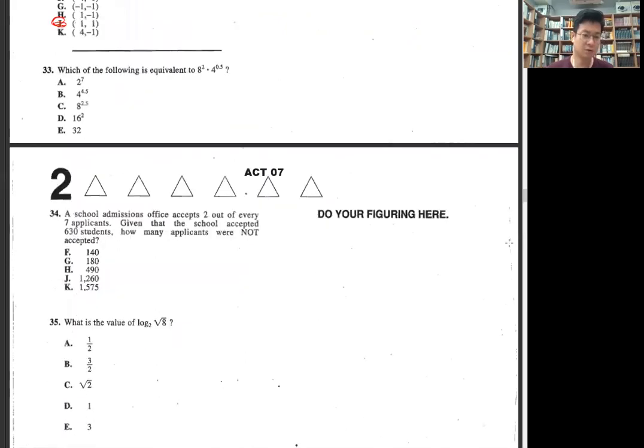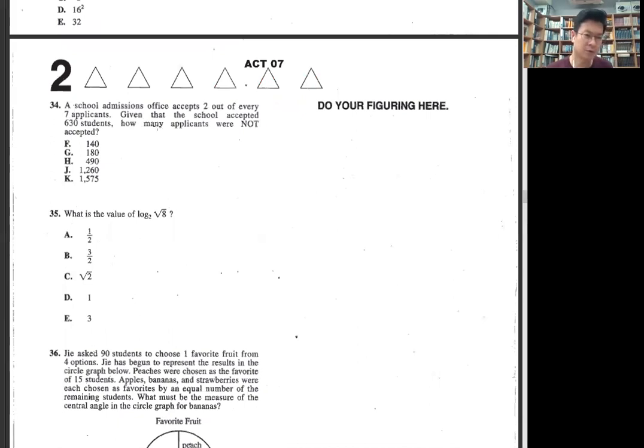Which of the following is equivalent to this? You can put it in the calculator if you want to. So a squared is 64, and the 1/2 power is 0.5. 1/2 means like a square root. Square root of 4 is 2. So 128. Oops, 128. Yeah, this is 128. Maybe it's from the calculator.